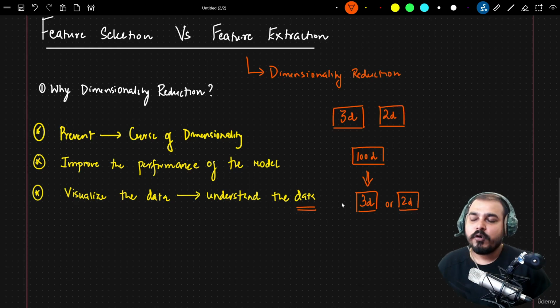So if in any interview someone asks you, why do you specifically use dimensionality reduction? You should definitely talk about these 3 points. One is curse of dimensionality, which I have already explained. Improve the performance of the model, right? Visualize the data. If you really want to visualize that data in 2D, 3D or 1D mode, you can definitely use dimensionality reduction. And the major aim is basically to understand the data.